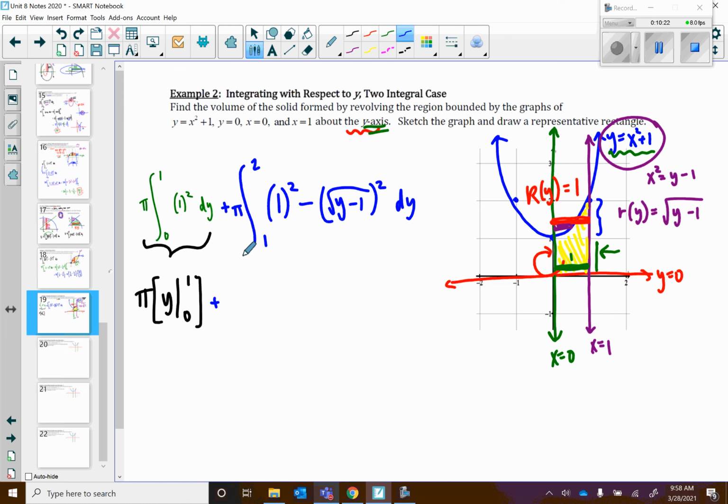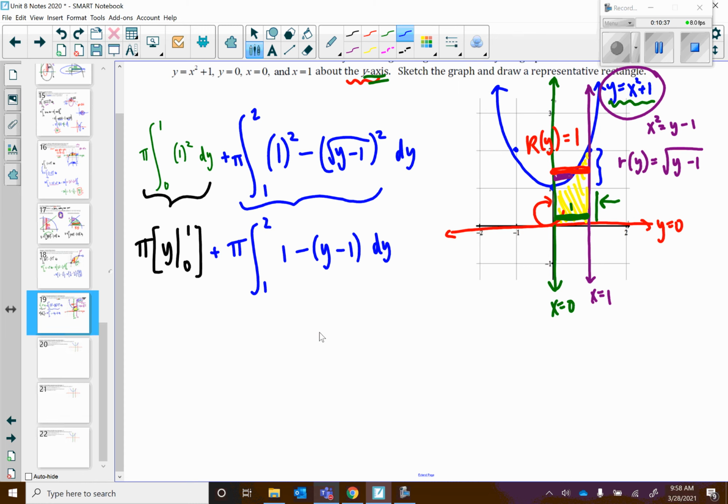For this little guy, I'm actually going to simplify it first. So we have pi times the integral from 1 to 2 of 1 minus y minus 1 dy, or pi times the integral from 1 to 2 of 1 minus a negative 1 is really 2 minus y dy. Coming back to this, we'll plug in our value. 1 minus 0 is 1. So this is really just pi times 1. This first guy is just pi.